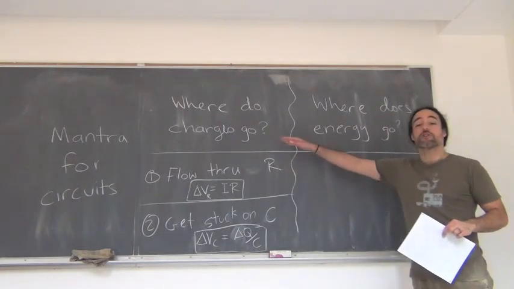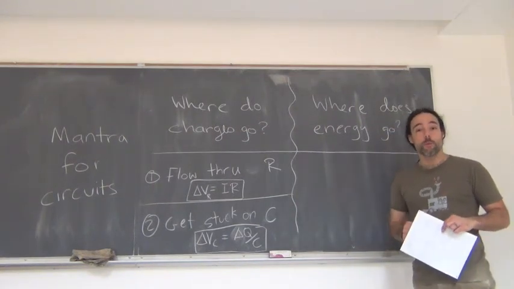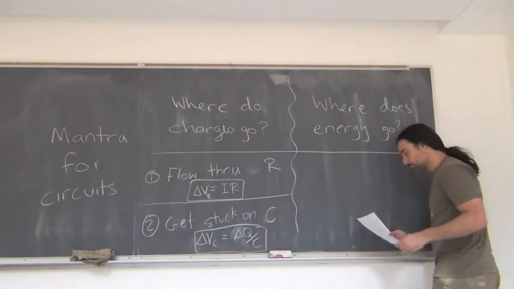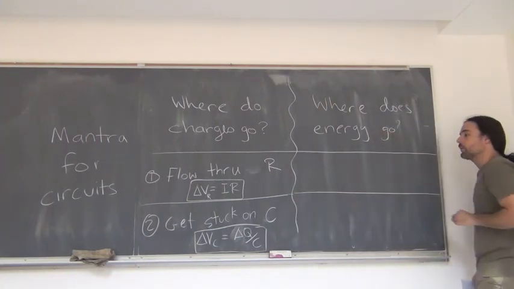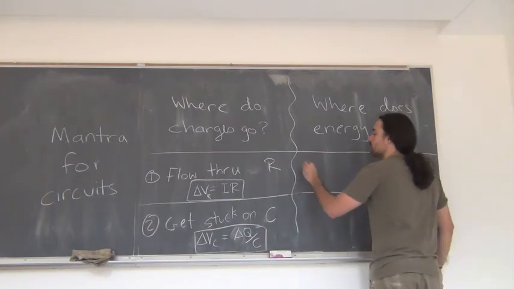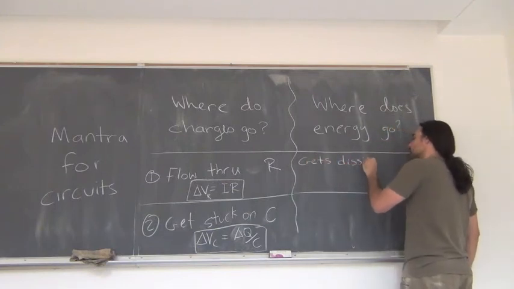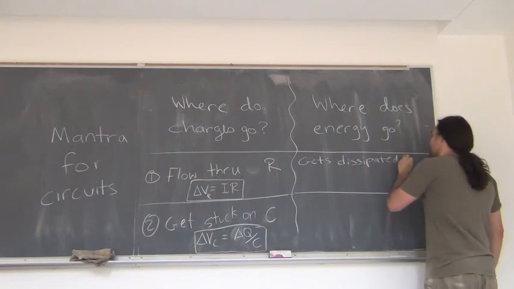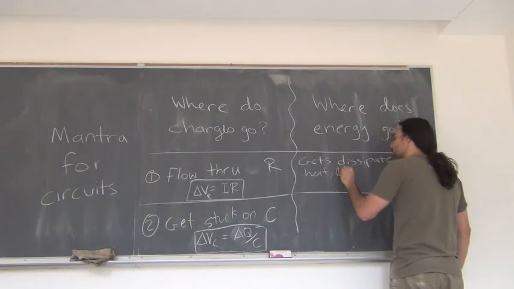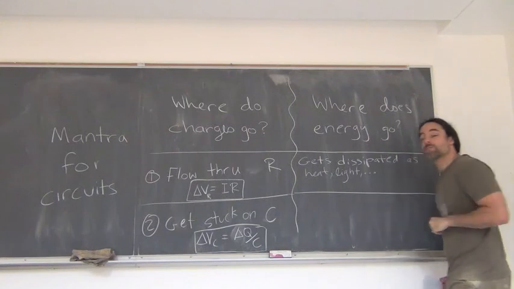So this is what the charges are doing. These are where the charges go. They either get stuck on the capacitor or they're flowing through a resistor. What about the energy? What does energy do in a resistor? Energy gets dissipated as heat or light, if we're talking about a light bulb resistor, or possibly gets dissipated in other ways.